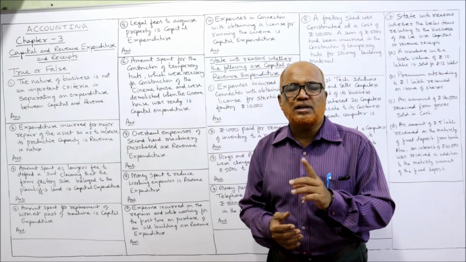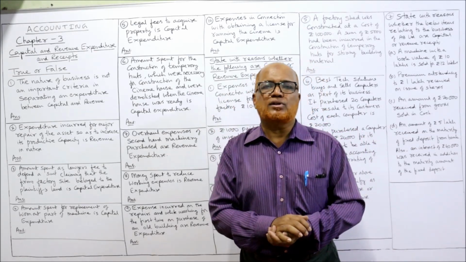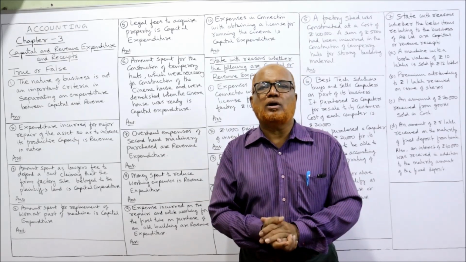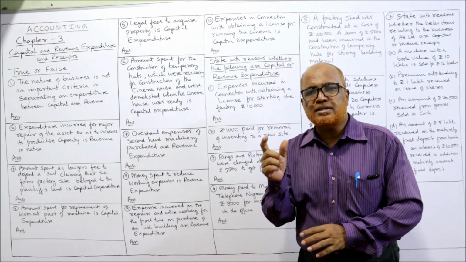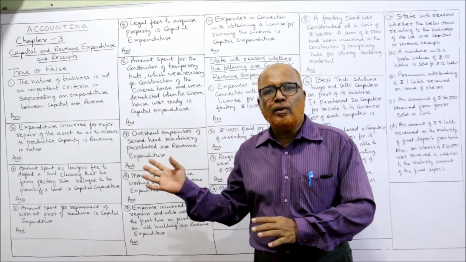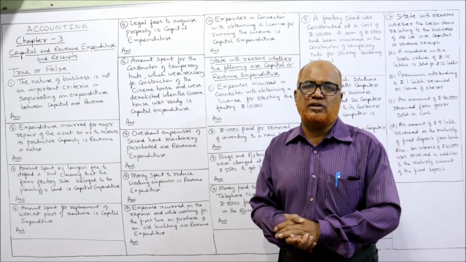So if you have not watched the last video, go to the playlist of my channel. Select the subject Accounting for CA Foundation. Watch the first video. Be clear about the concept of capital and revenue expenditure and capital and revenue receipts. Now in this video, I'm going to start the problems on capital and revenue expenditure.